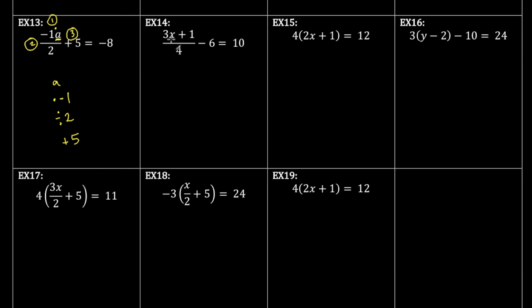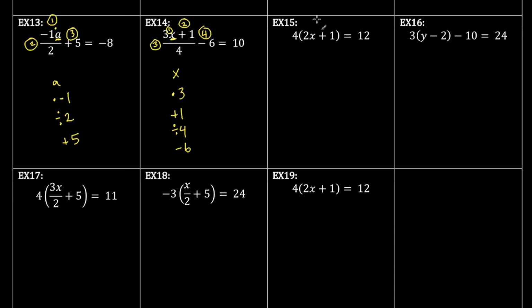In this equation, we start off with x. We multiply by 3. We add 1. So you see how we have all of this divided by 4? So we have to do all this. So times 3 plus 1 divided by 4, minus 6.